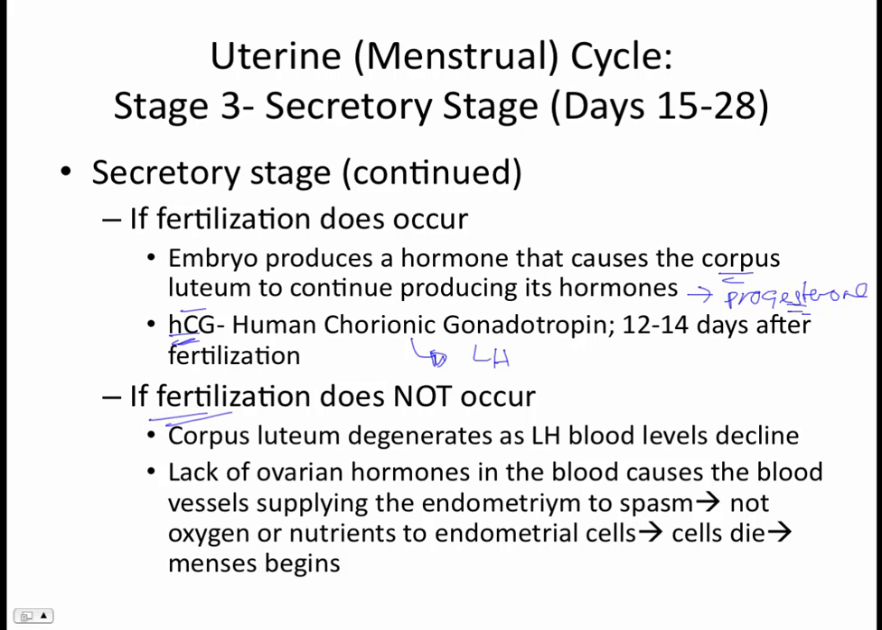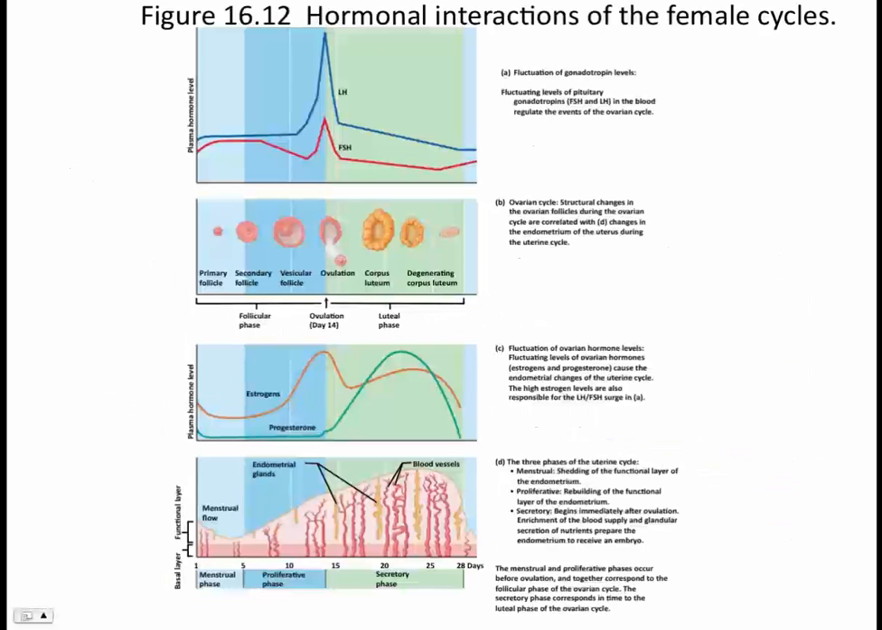If fertilization does not occur, we don't have any signals from HCG. The corpus luteum eventually is going to deteriorate and degenerate as LH blood levels start declining. If you don't have any LH, you're not going to have any blood vessels supplying the endometrium. The cells and tissues within the endometrium are going to eventually die, and then you're left with menses.